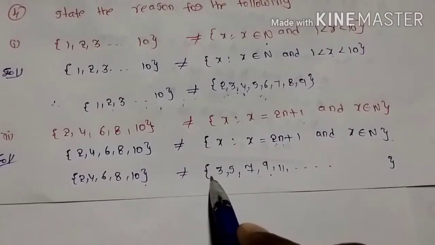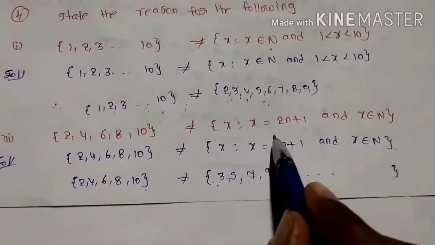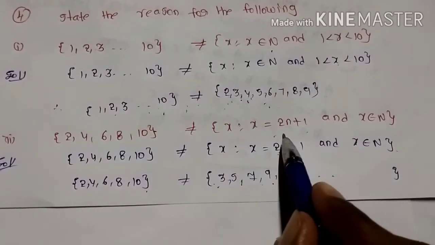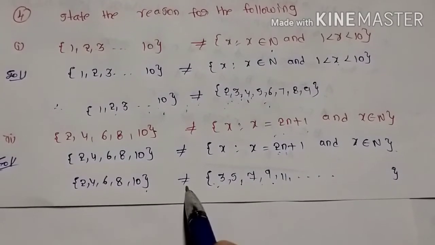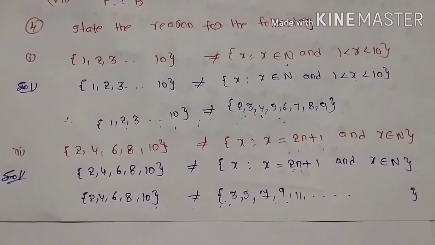How can the two sets be equal? Just observe and remember that the second set is an odd numbers representation. So that is why we wrote here that the two sets are not equal. In a similar way, you can do the remaining two.